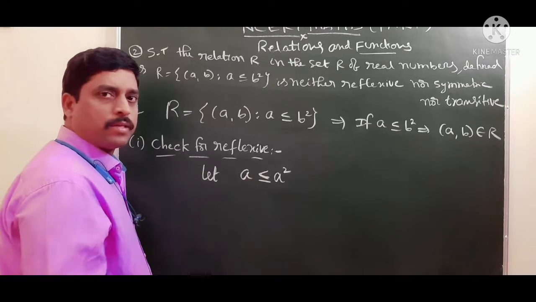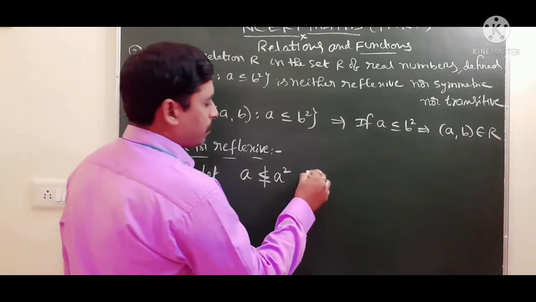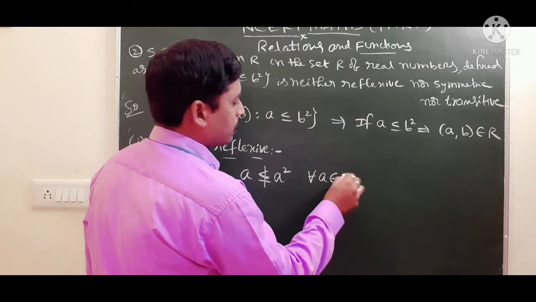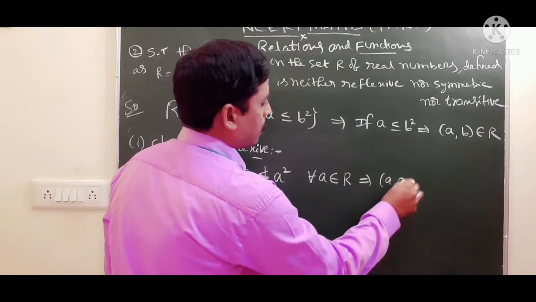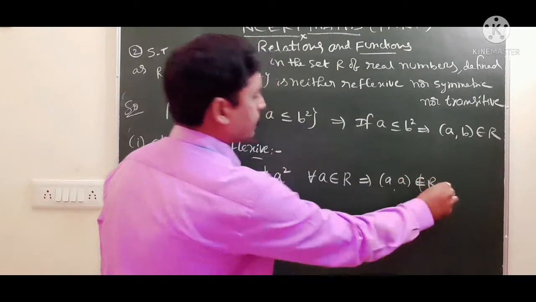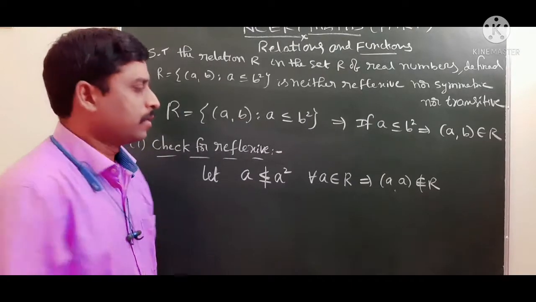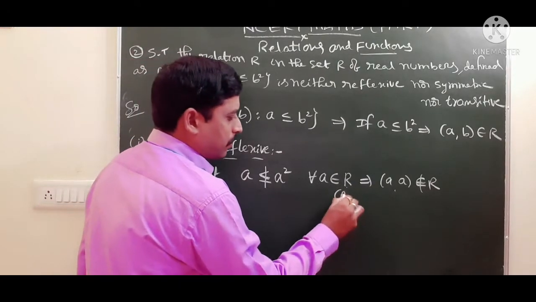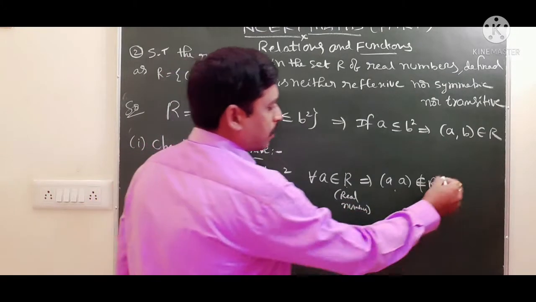This is not always true. So A is not less than or equal to A squared for all A belonging to R. So that implies (A, A) does not belong to R. Okay, clear? Here, this R means real numbers, and this R means relation.